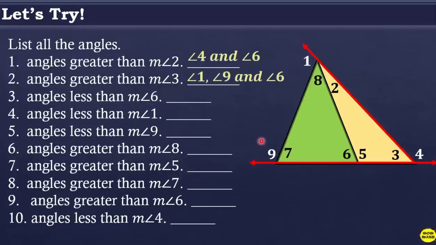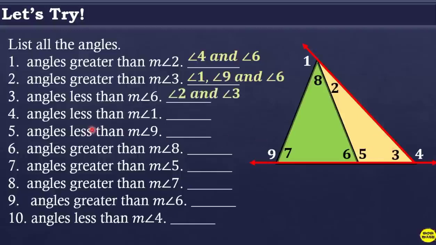Next, angles less than the measure of angle 6. So, less than, ibig sabihin, mas maliit. So, ang tinutukoy nito ay remote interior niya. Ano yung remote interior ni angle 6? Okay? So, kung ito si exterior angle, ano ang remote interior niya? So, we have angle 2 and angle 3.